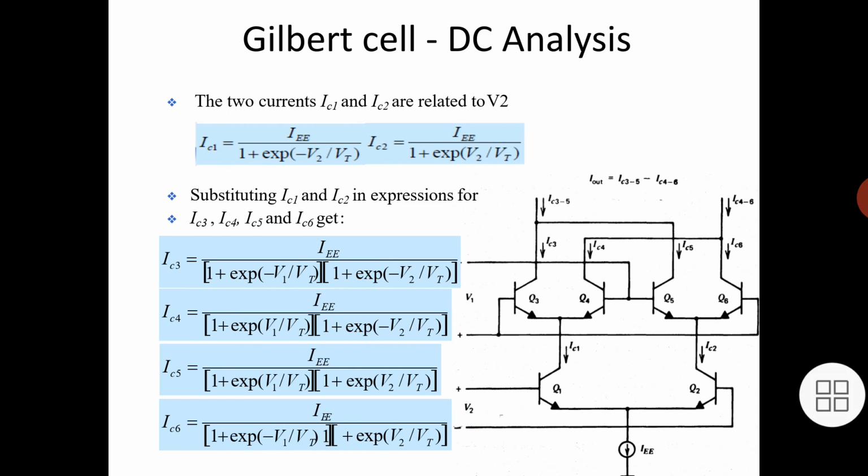And here is the Gilbert cell DC analysis. The two currents IC1 and IC2 are related to V2, and we have already seen the IC1 and IC2 equations. Substituting IC1 and IC2 in expression 4, we will get IC3 equal to IEE divided by 1 plus exponential minus V1 by Vt into 1 plus exponential minus V2 by Vt. IC4 is equal to IEE divided by 1 plus exponential V1 by Vt into 1 plus exponential minus V2 by Vt. IC5 is equal to IEE divided by 1 plus exponential V1 by Vt into 1 plus exponential V2 by Vt. And the final IC6 is equal to IEE divided by 1 plus exponential minus V1 by Vt into 1 plus exponential V2 by Vt.